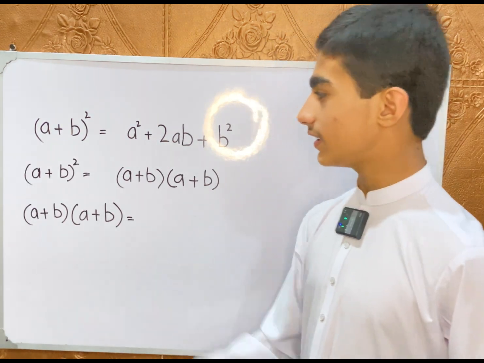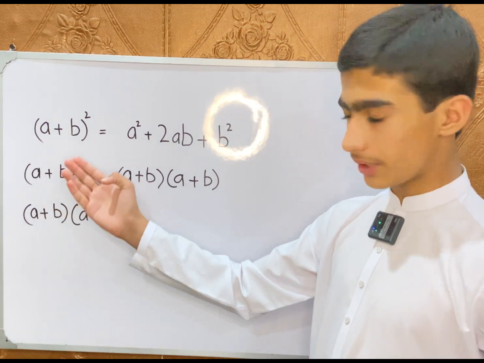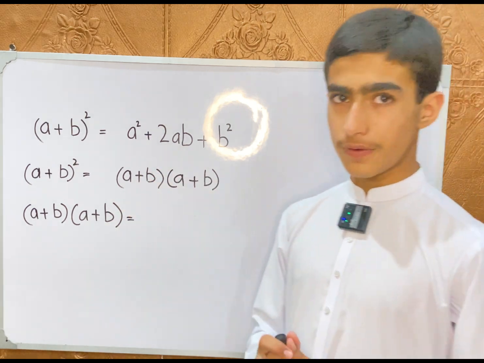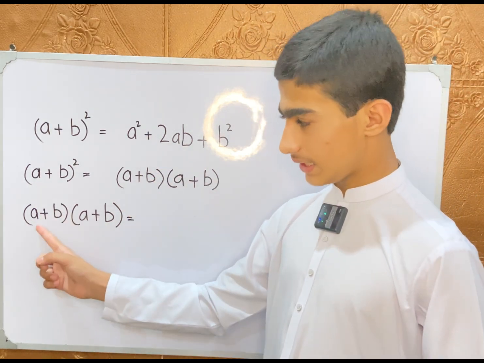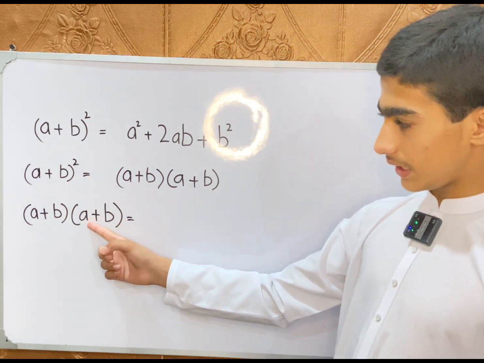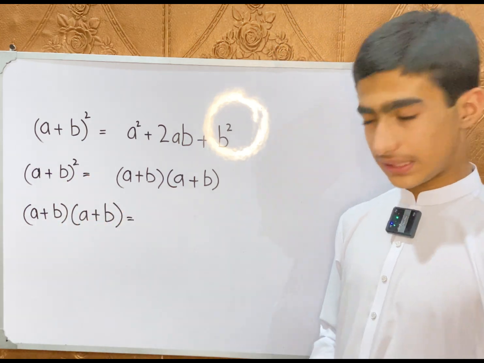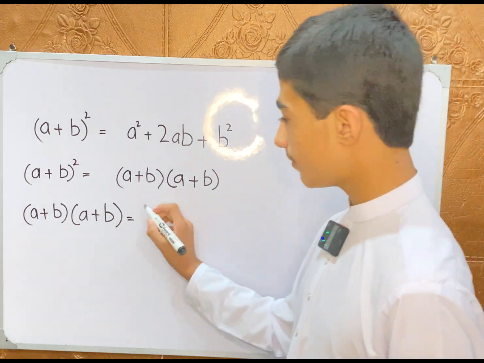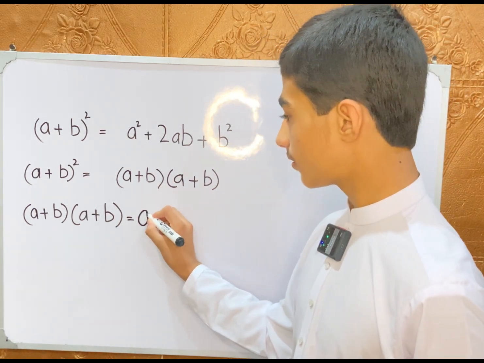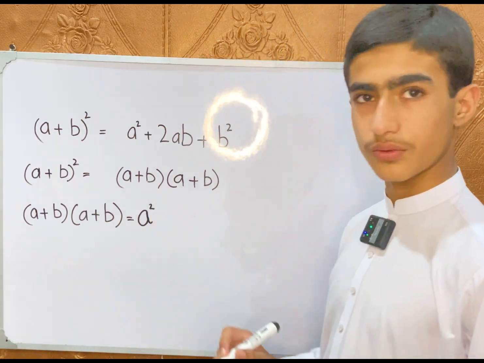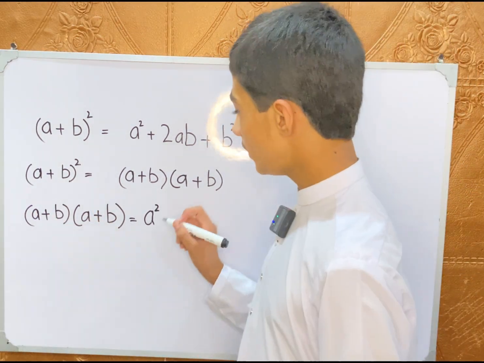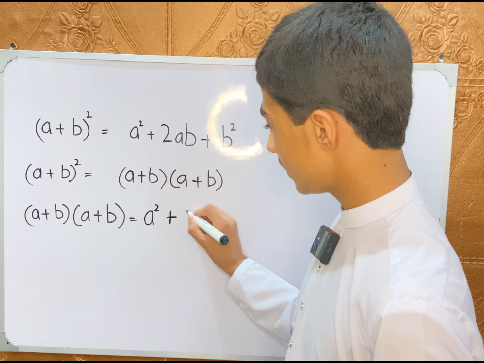We know that (a plus b) whole square means (a plus b) into (a plus b). First we will multiply this a with this a and b. Multiplying a with a becomes a square. Now multiply a with b, so it will become plus ab.